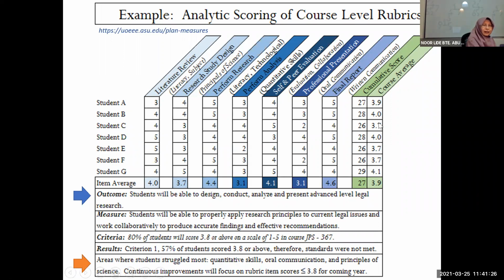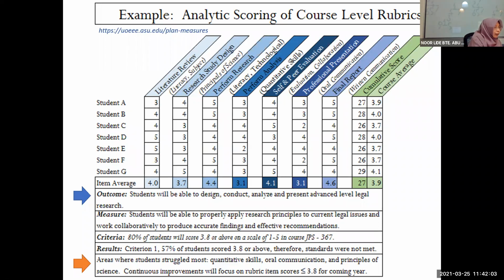So you find here they have this item average. You see the item average, the score for each element. And then here is the outcome. What is the learning outcome that this particular assessment is supposed to achieve? Students will be able to design, conduct, analyze, and present advanced level legal research. So this is the target, the learning outcome.